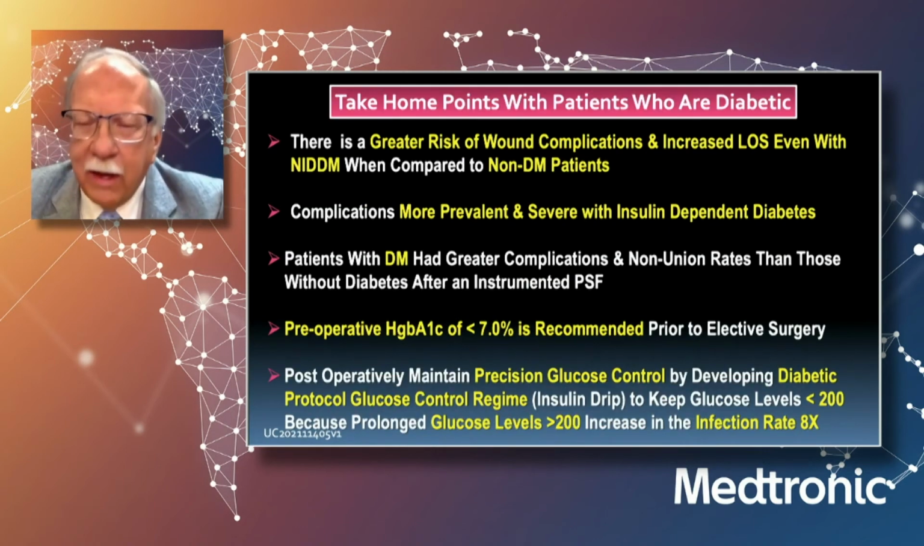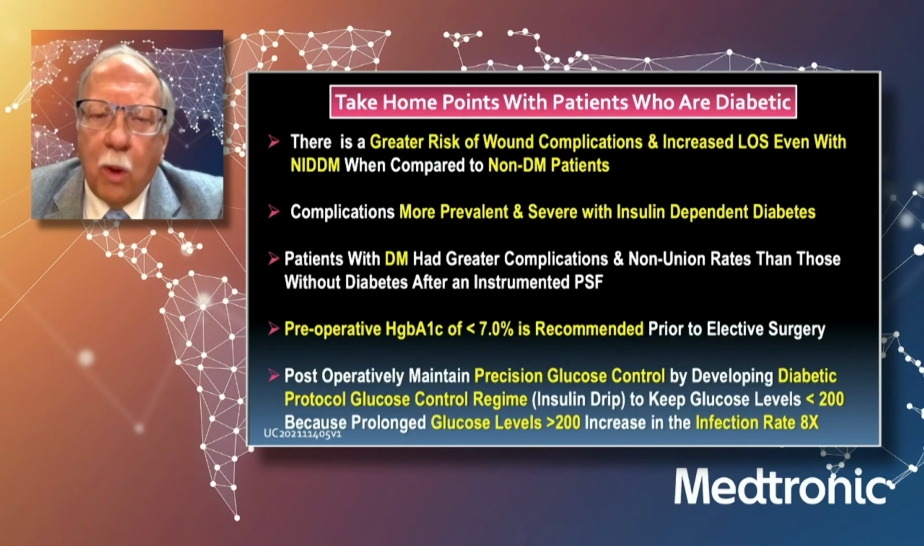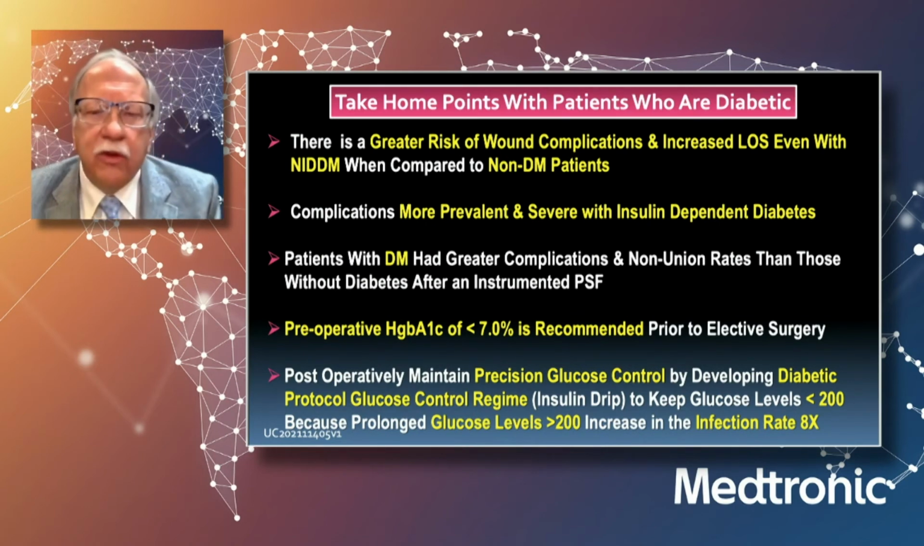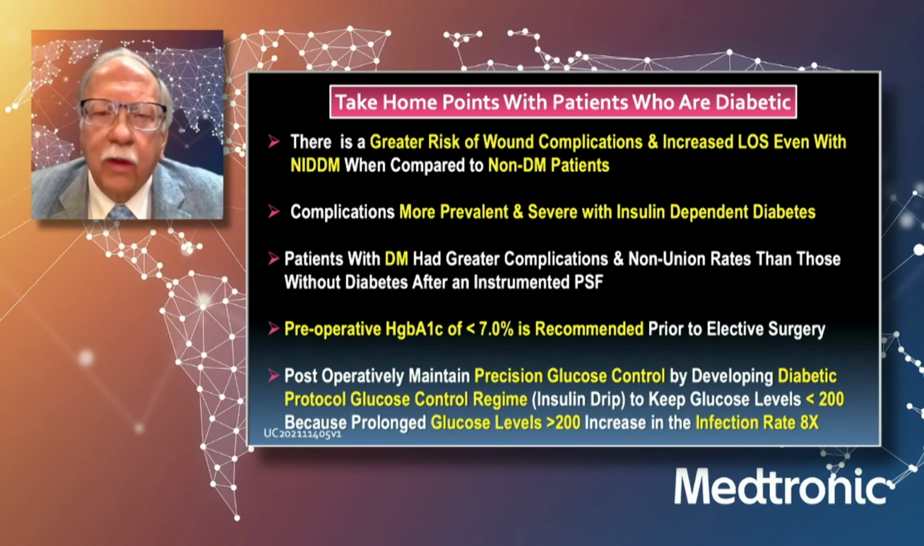So the take-home points for diabetes, if we can go back there. Take-home points are: get the A1C down below 7. Remember that these patients have a high complication rate. And remember that if the sustained glucose is over 200 after surgery, the infection rate can jump up to 8 times what you would normally have. So make sure you have a postoperative regime that you can put these patients on to treat high glucoses.